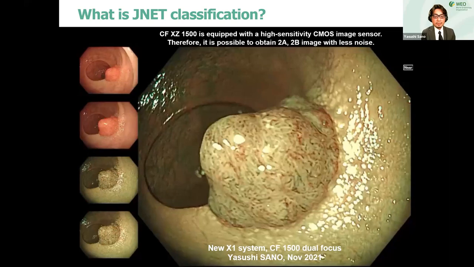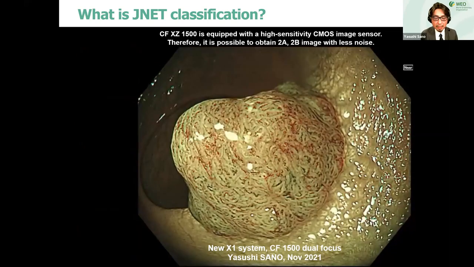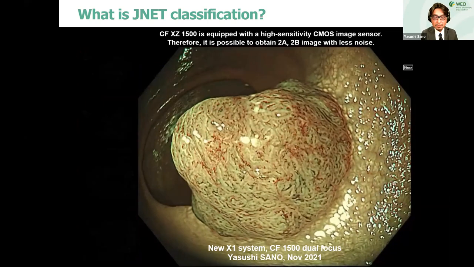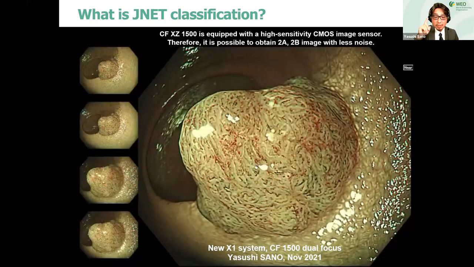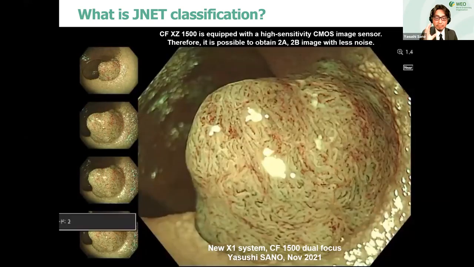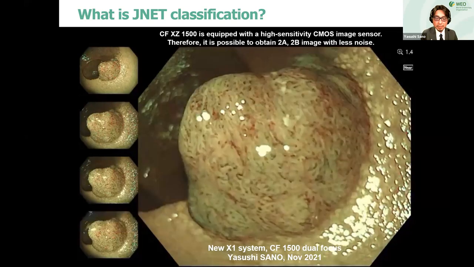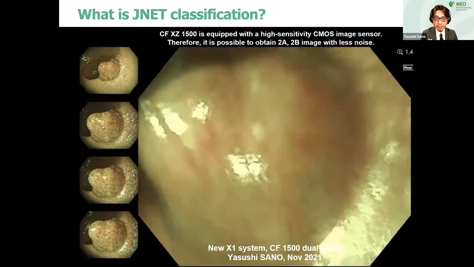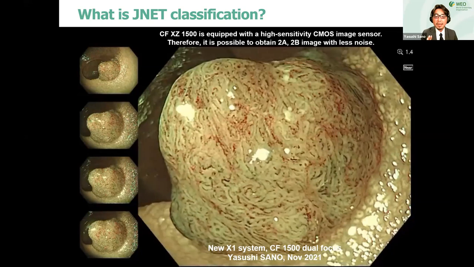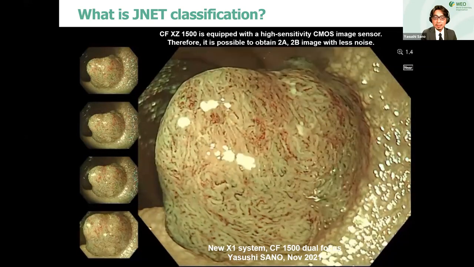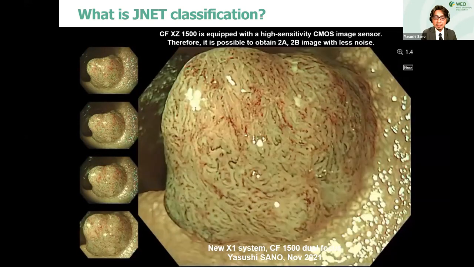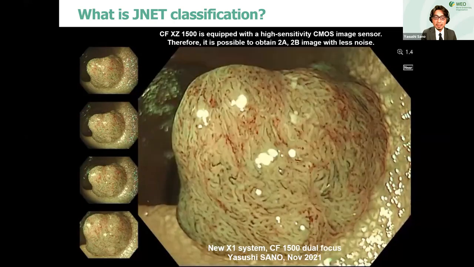This is using the X1 system, the CF1500 with the dual focus function. You push a button, and you can obtain a high quality image, as you see. This is not zoom endoscopy, so you can diagnose the JNET classification very easily.